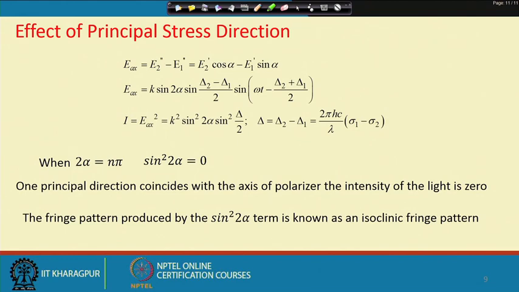Now, the fringe pattern produced by this sin square 2 alpha term is known as the isoclinic fringe pattern. This fringe pattern is governed by the angle alpha, so if you change alpha, the fringe pattern will be different. Another case where the intensity will be 0 is when sin square delta by 2 is 0, that is, it depends on the relative phase shift.